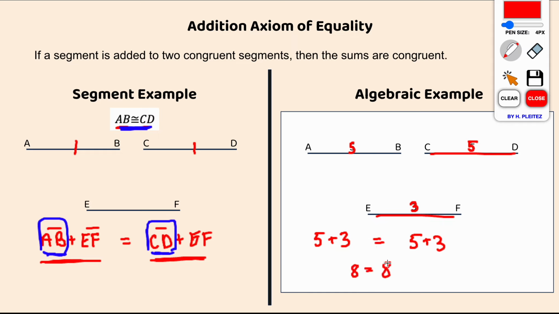And if you do that addition, you'll see that they are actually equal to each other, right? And it doesn't matter that we chose 5 and 5 for AB and CD. It doesn't matter what number you choose for EF, as long as you're following the fact that we have these two congruent segments. It says if a segment is added to two congruent segments, then the sums are congruent. So again, it doesn't matter what numbers you choose, you will get the same thing. So make sure you have both of these equations written down in your notes so you can get full credit.